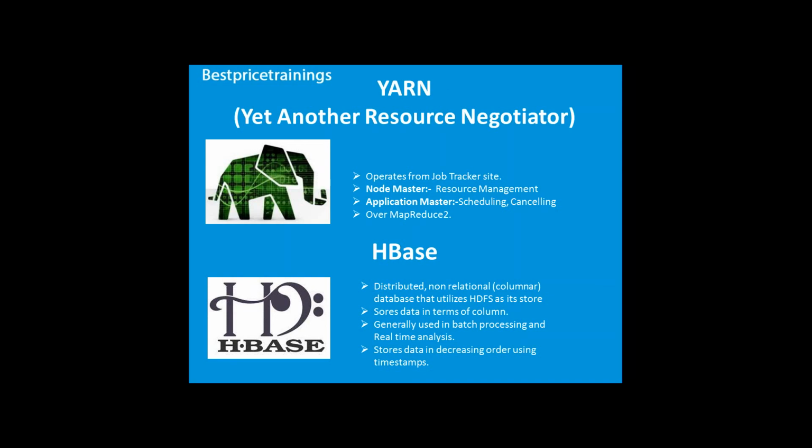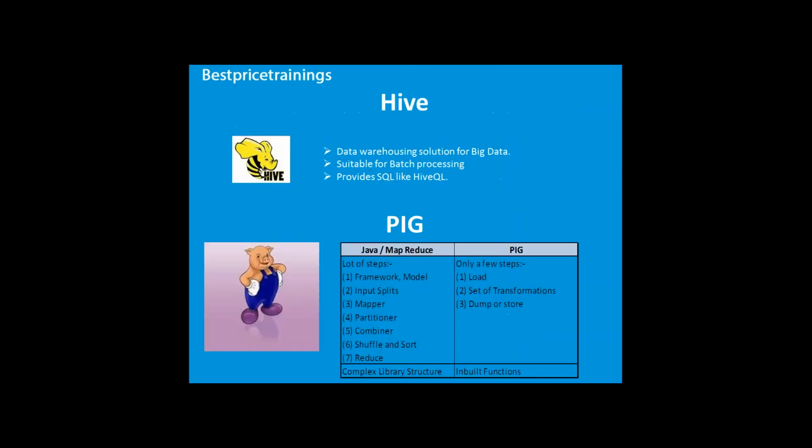There are four families of NoSQL databases: column oriented, document oriented, key-value pairs, and graph databases. HBase is considered to be a column-oriented database. We will study how you can work with HBase and how you can process the data over there. Similarly, we have something called Hive.